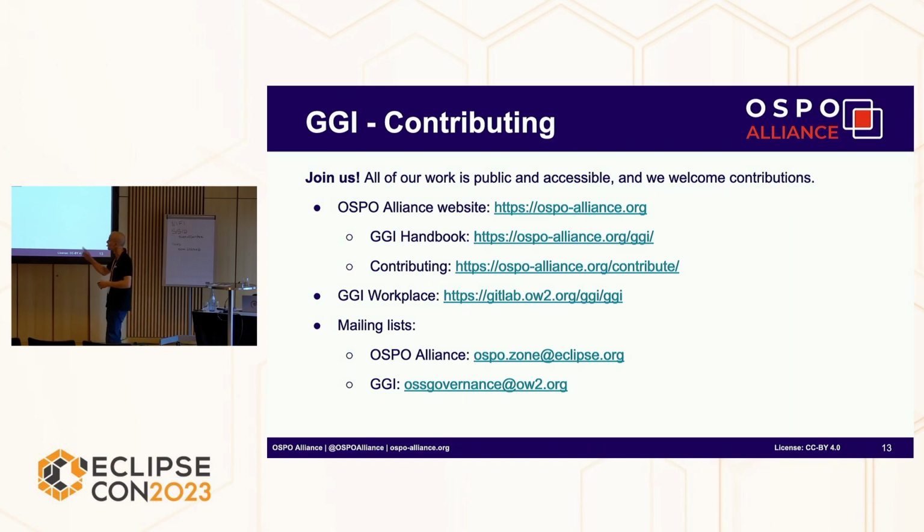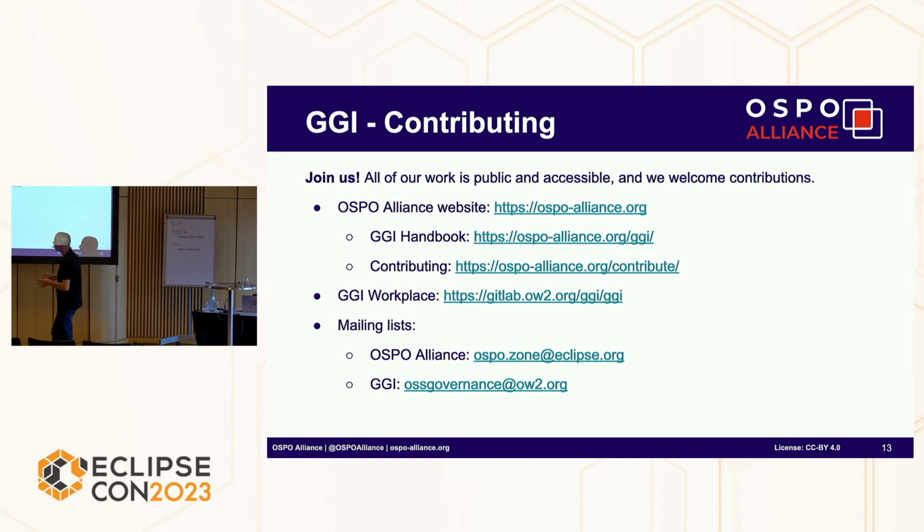First thing, of course, is to get to know us. So you can go to OSPO-alliance.org. You can have a look at the handbook. We have, of course, contributing guidelines. Everything happens in the open. So we have a GitLab instance. You go there, and you can see everything we do, what we are currently developing and so on.